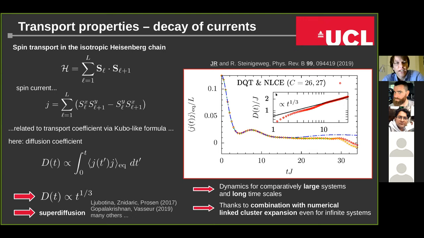And you see that at long times, you get this power law growth of D(t). And this particular exponent, so this t to the 1/3, has been predicted in the literature, and it indicates that transport in this isotropic Heisenberg chain is super diffusive. And later on in this talk, I will come back to this super diffusive transport in more detail.